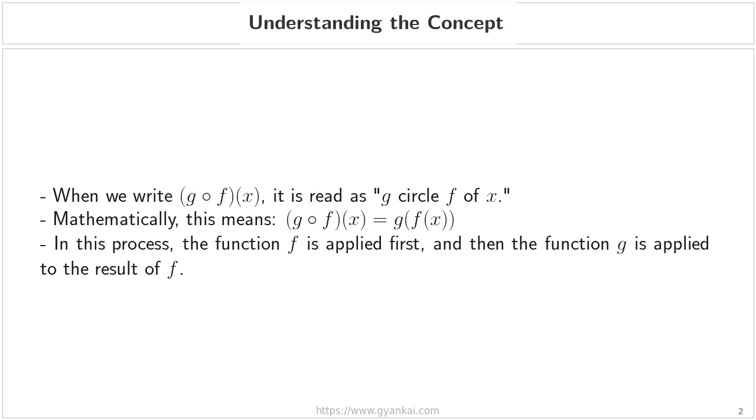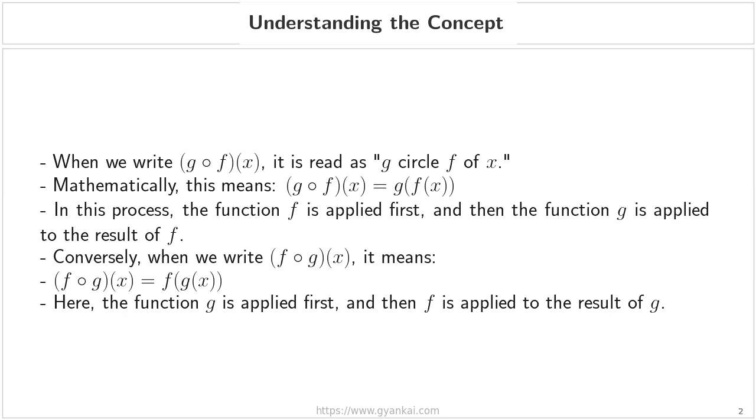Understanding the concept. Now that we have established what commutativity means and why function composition generally lacks this property, let us dive deeper into how these compositions actually work. First, let's look at the notation. When we write g circle f of x, it is read exactly as g circle f of x. Mathematically, this is equivalent to writing g of f of x. In this process, it is crucial to remember that the function f is applied to the input first, and then the function g is applied to the resulting value of f.